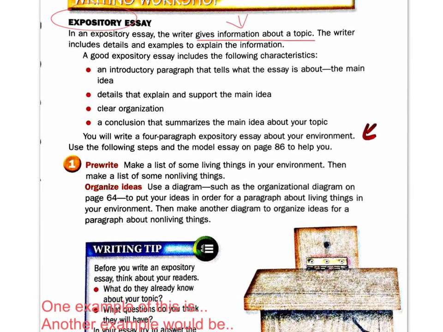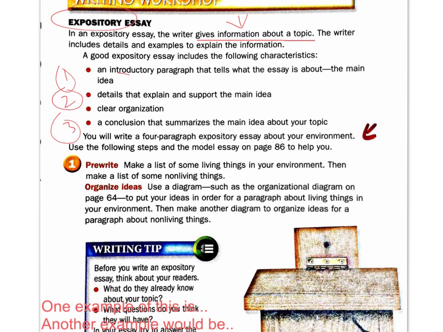So a good expository essay is always going to have an introduction, okay, and it's always going to have a conclusion, and in the middle it will have body paragraphs. Sometimes you'll have 2 body paragraphs, 3, 4, depends on the assignment. Here you're only asked to give 2 body paragraphs. So an introduction, 2 paragraphs, and a conclusion.